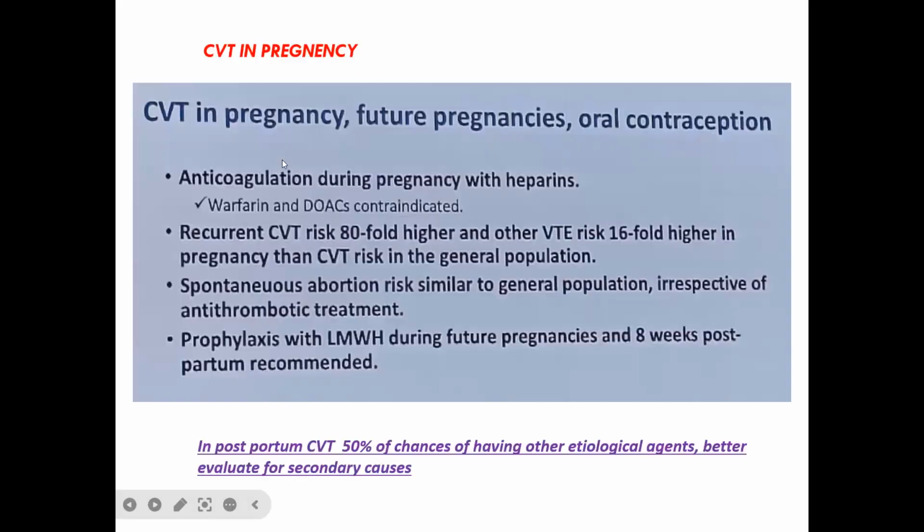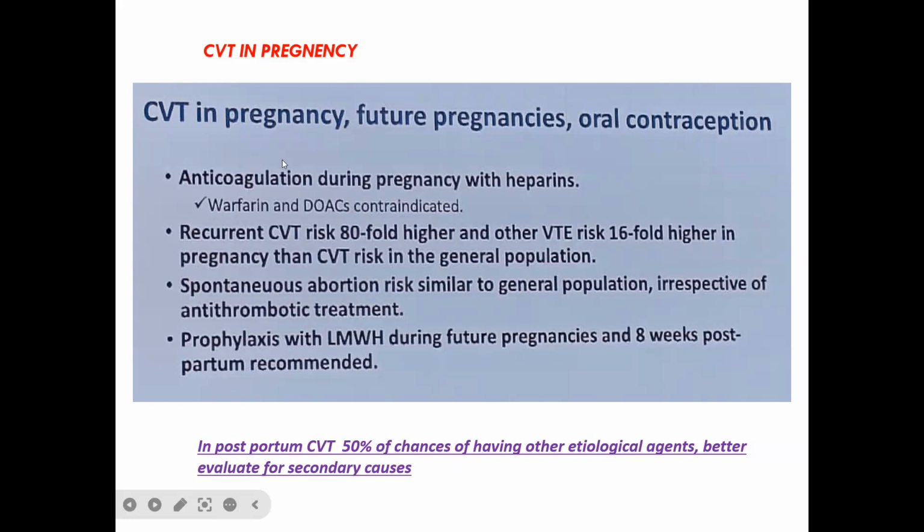Now some special scenarios. Most often you see cortical venous thrombosis in pregnancy. If a pregnant woman is diagnosed with cortical vein thrombosis, you cannot give warfarin or direct oral anticoagulants because of teratogenicity. You need to give heparin, even up to 8 weeks after the postpartum period. And if the patient has recurrent CVT, like 2 or more episodes of CVT in pregnancy, you need to give prophylactic low molecular weight heparin in future pregnancies.